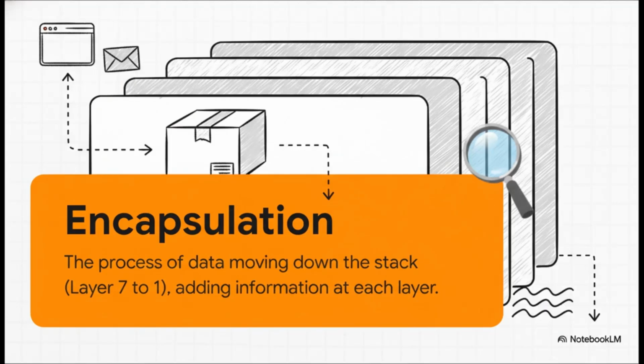So we're going to follow a piece of data on its journey, starting from your application, like your web browser, all the way down to the physical wires. And this whole process has a name. It's called encapsulation. The best way to think about it is like putting a letter in an envelope, then putting that envelope into a box, and then slapping a shipping label on that box. With each step, another layer of wrapping and instructions gets added, just like a package in the real world.